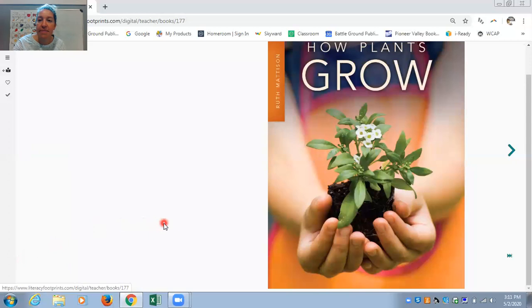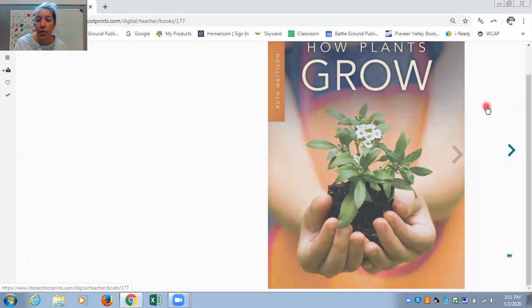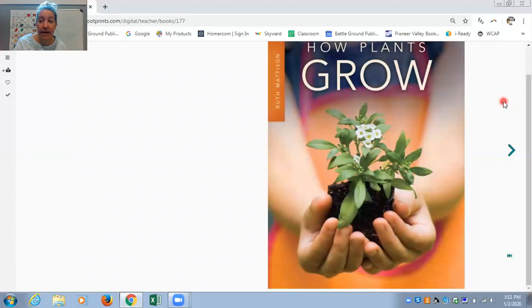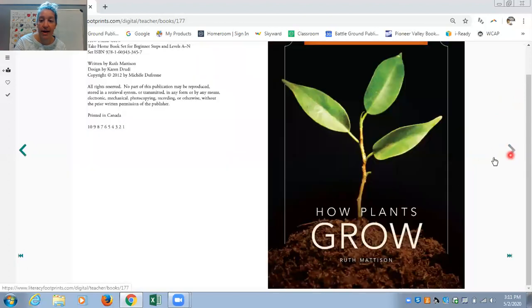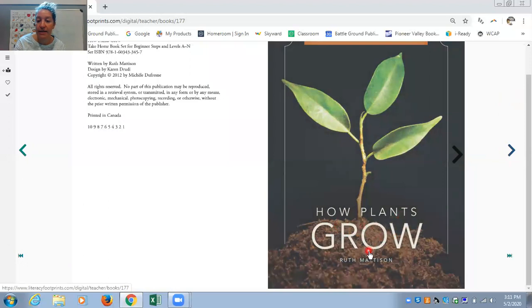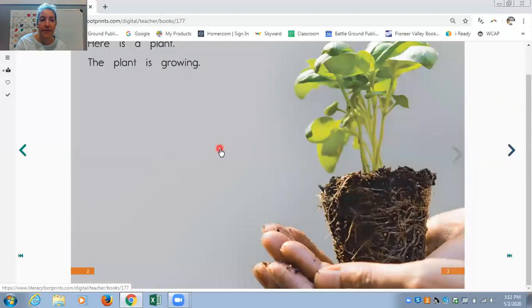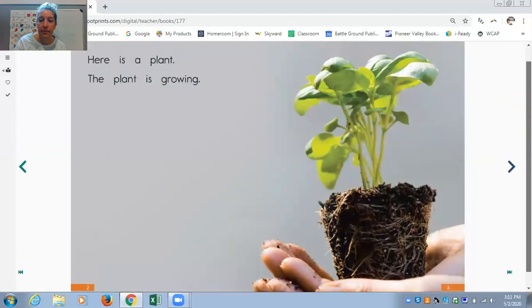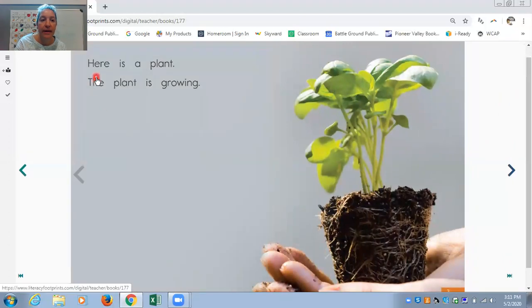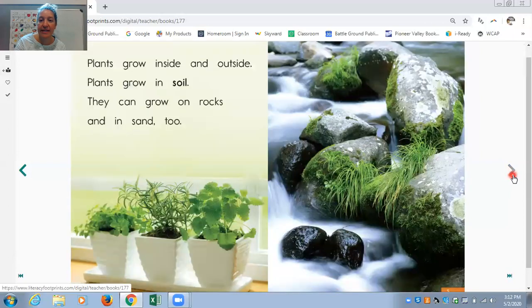All right, let's go to the beginning of our book, and we're going to read together How Plants Grow. I invite you to read along with me. You can use your finger to follow along or your eyes. This is our title page, How Plants Grow by Ruth Madison. Here we go. Here is a plant. The plant is growing. We just solved that word together, didn't we? So we can see here that they're showing us that this plant is growing.